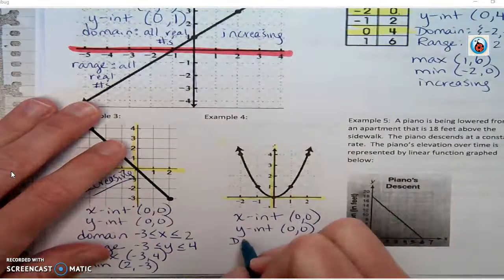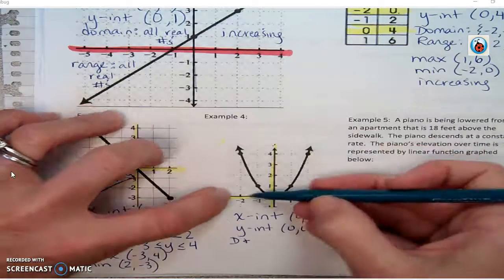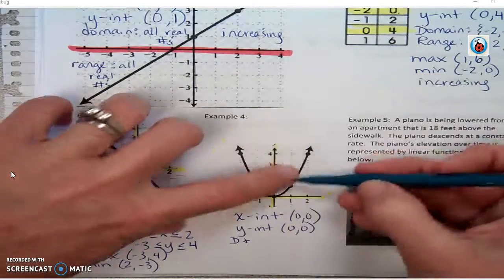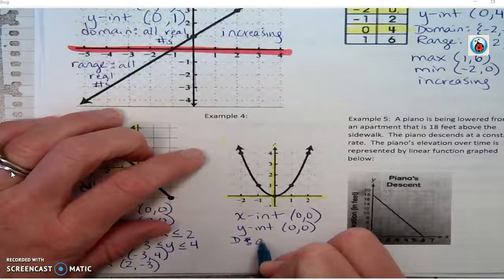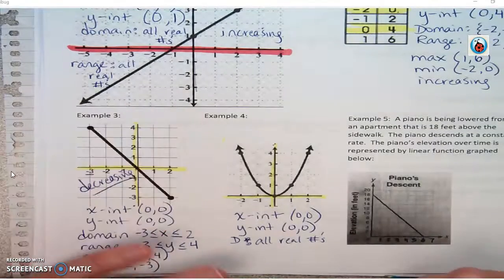The domain is all real numbers because it goes to the left forever and it goes to the right forever. But that's something you don't really have to know for this class. You'll learn it in Math 2. So the domain's all real numbers.